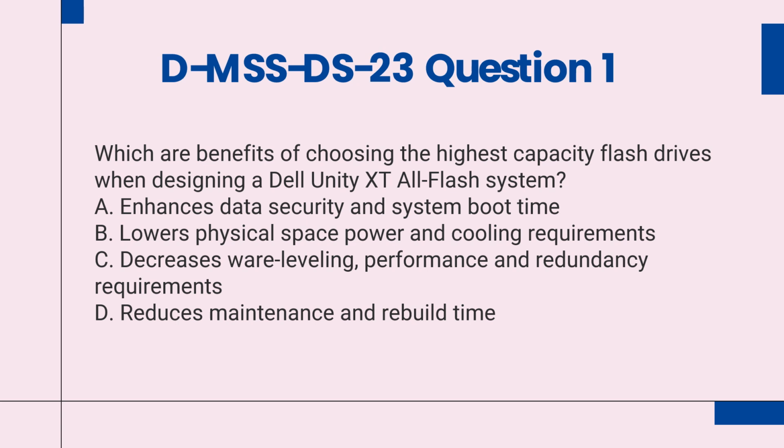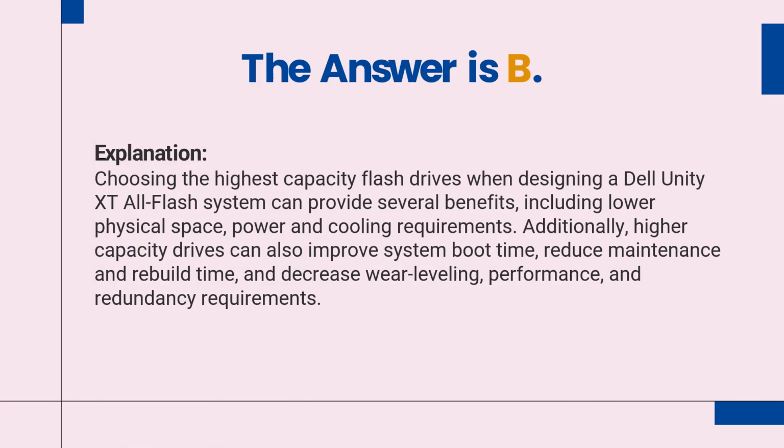Which are benefits of choosing the highest capacity flash drives when designing a Dell Unity XT all-flash system? A. Enhances data security and system boot time. B. Lowers physical space, power and cooling requirements. C. Decreases wear leveling, performance and redundancy requirements. D. Reduces maintenance and rebuild time. The answer is B.